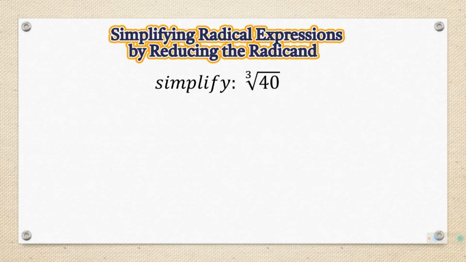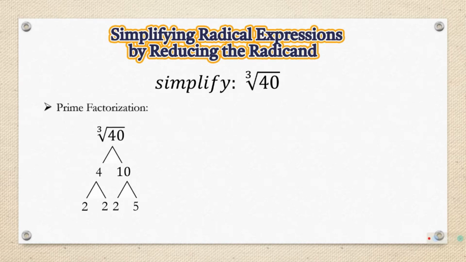Let's take another example. Cube root of 40. Using prime factorization, the prime factors of 40 are 2 times 2 times 2 times 5. Since our index is 3, we are going to group prime factors, 3 same numbers as one group. And taking that out of the radical, we will have 2 cube root of 5.